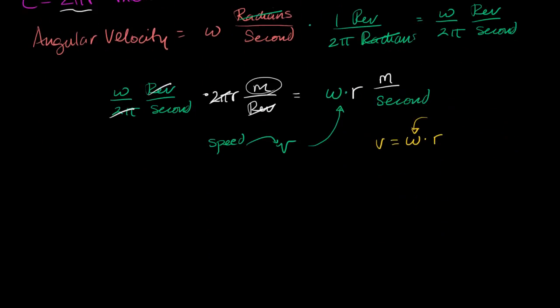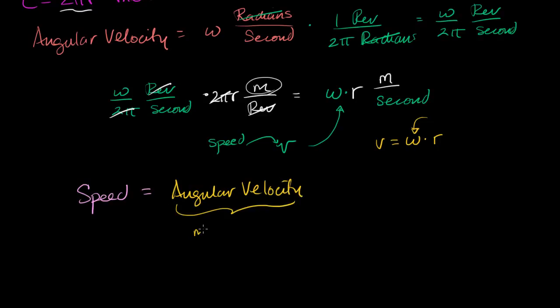So let me write that out in words. And I don't want you to be confused: I'm not saying that this is a vector quantity. If this was a vector, I would put an arrow over there, and I'd be referring to the thing that's popping out of the page. But here I'm just talking about the magnitude of the angular velocity. So writing it in words, speed is equal to the magnitude of the angular velocity times the radius of the circle that you are going around.